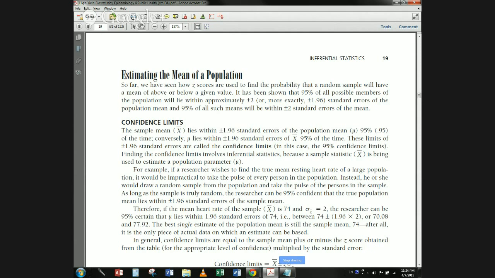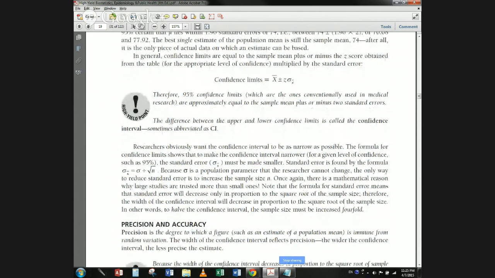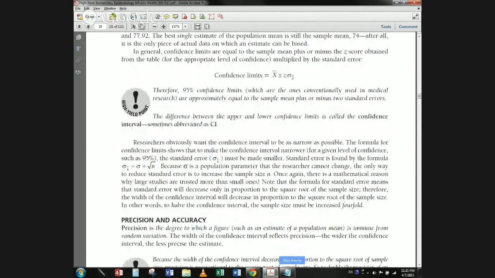In general, confidence limits are equal to the sample mean plus or minus the z-score obtained from the table for the appropriate level of confidence multiplied by the standard error. And there's a formula where it says confidence limits is equal to the sample mean plus or minus z-score times standard error.